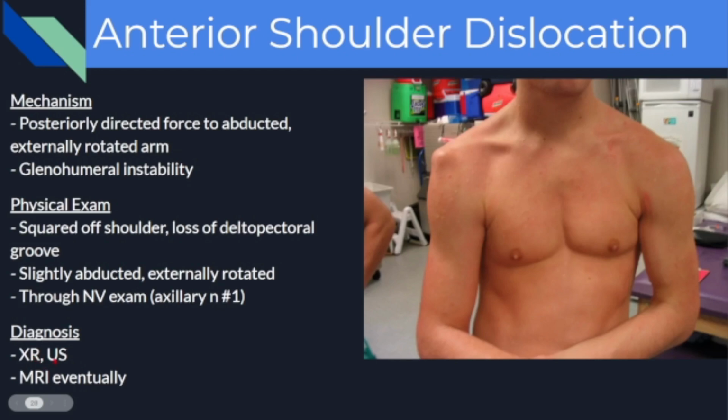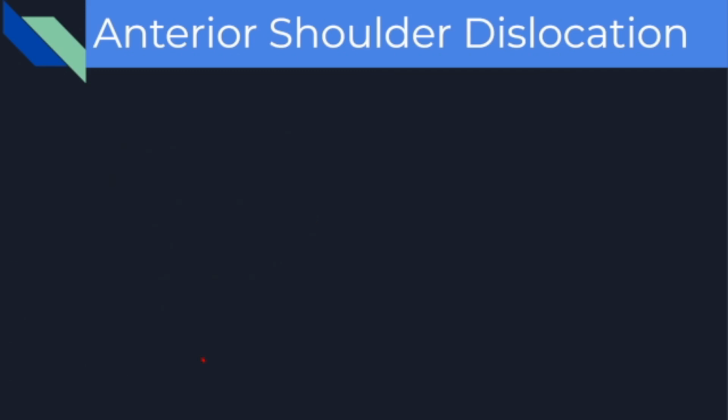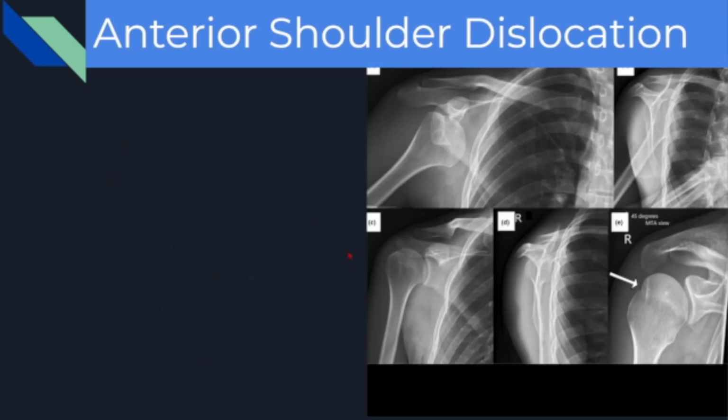Diagnosis: radiographs are sufficient. Ultrasound can do it if needed in the outpatient setting. MRI is typically obtained to evaluate for other soft tissue lesions, especially if it's recurrent. Here are some images from a patient seen in the ED. Right, here's your dislocation. Here it is on scapular Y. There's the glenoid rim and the humeral head. And then here's your post-reduction film here and here.